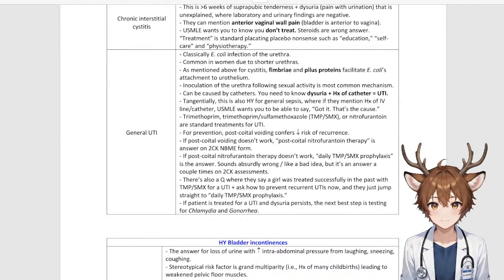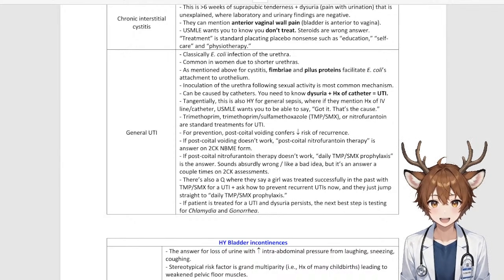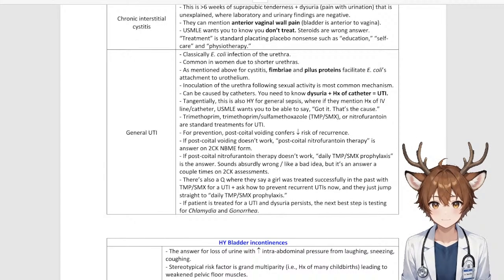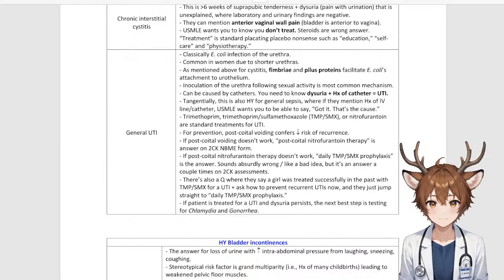If the patient is treated for UTI and dysuria persists, the next best step is testing for chlamydia and gonorrhea, which are actual STDs, right?